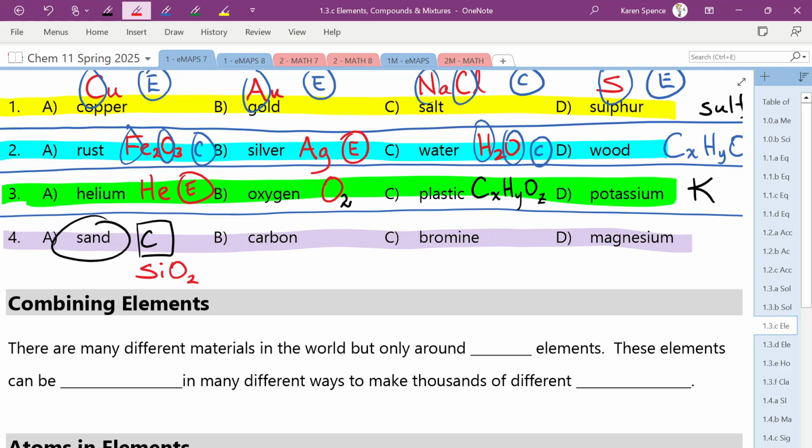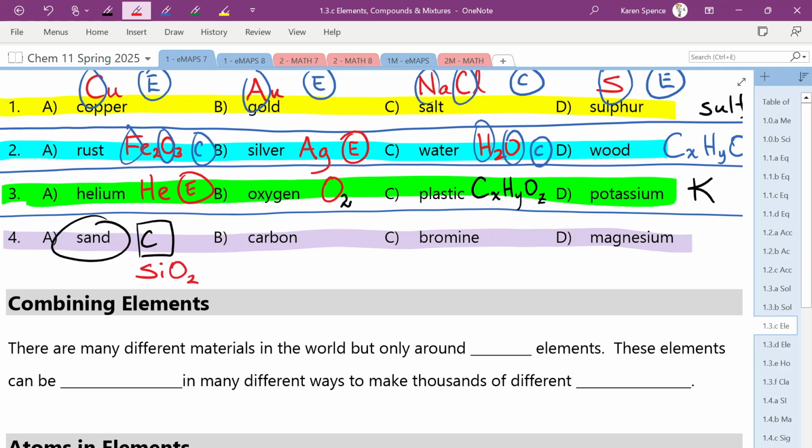This actually is not silicon dioxide. This is all carbon atoms. And if this is all carbon atoms, this is actually diamond. Which is why diamonds are so hard and strong, because they're all made with covalent bonds.